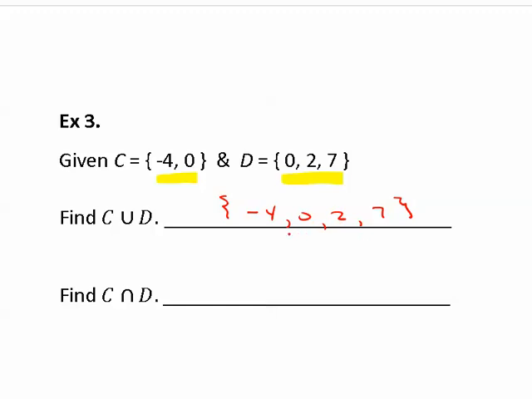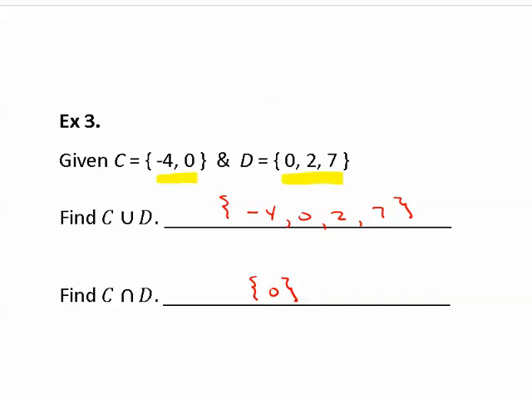What about the intersection? What element occurs in both? That is the value 0, the element 0. So the intersection contains one element. Be careful, saying 0 is not saying the empty set. 0 is a number, it is an element that is in both sets.